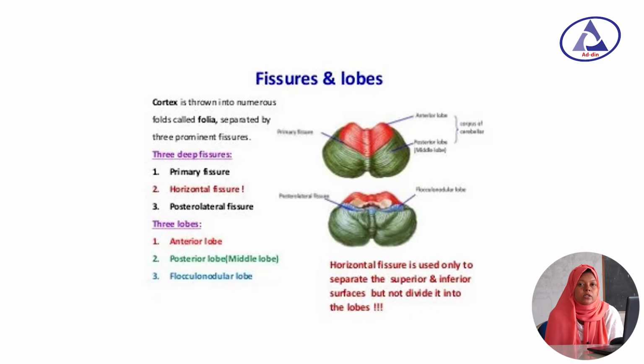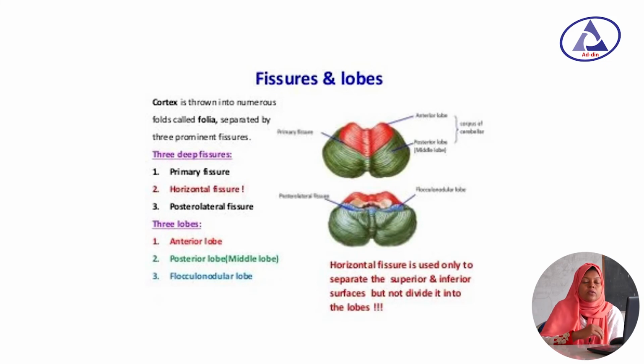Here the horizontal fissure is used only to separate the superior and inferior surface, but not to divide into lobes. Again তাহলে আমরা এটা বুঝলাম হরাইজন্টাল ফিশার দিয়ে আমরা সুপিরিয়র এবং ইনফিরিয়র সারফেসকে আলাদা করব, কোনো লোবকে নয়। তাহলে আমাদের কয়টা লোব এবং কয়টা ফিশার থাকতেছে সেরেবেলামে? In cerebellum there are 3 deep fissures, that is called primary fissure or fissura prima, horizontal fissure and posterolateral fissure, and there are 3 lobes, that is anterior lobe, posterior lobe and middle lobe. আমরা এখানে একটা কথা বলবো, সেটা হচ্ছে horizontal fissure separates the surface, not the lobe.